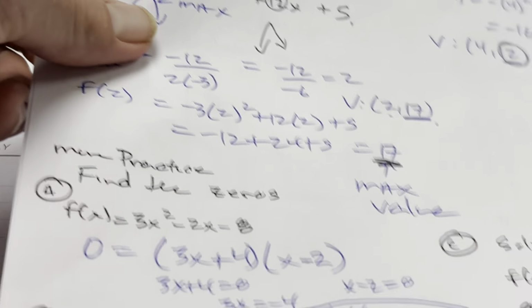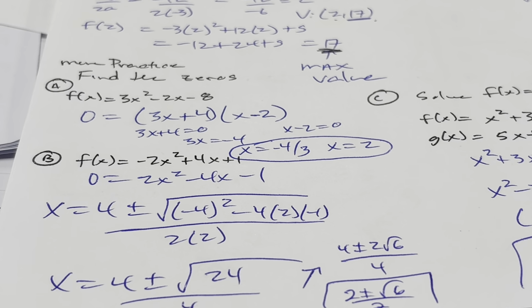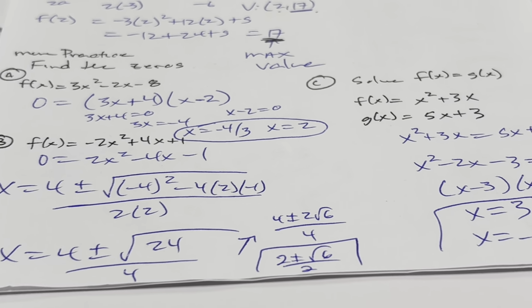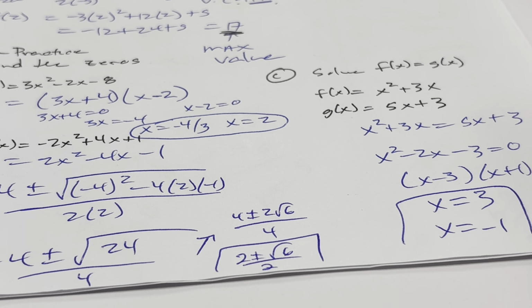Okay, so you got more practice. First one, you can factor. Second one, quadratic formula. First off, multiply everything by negative 1. And then the last one, set them equal to each other and factor. All right, we can do it.